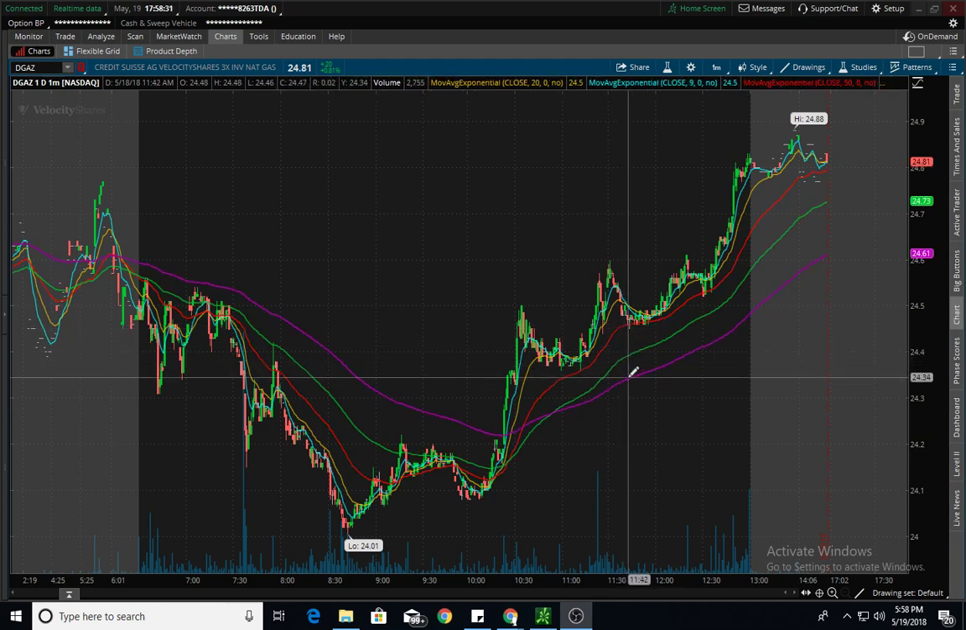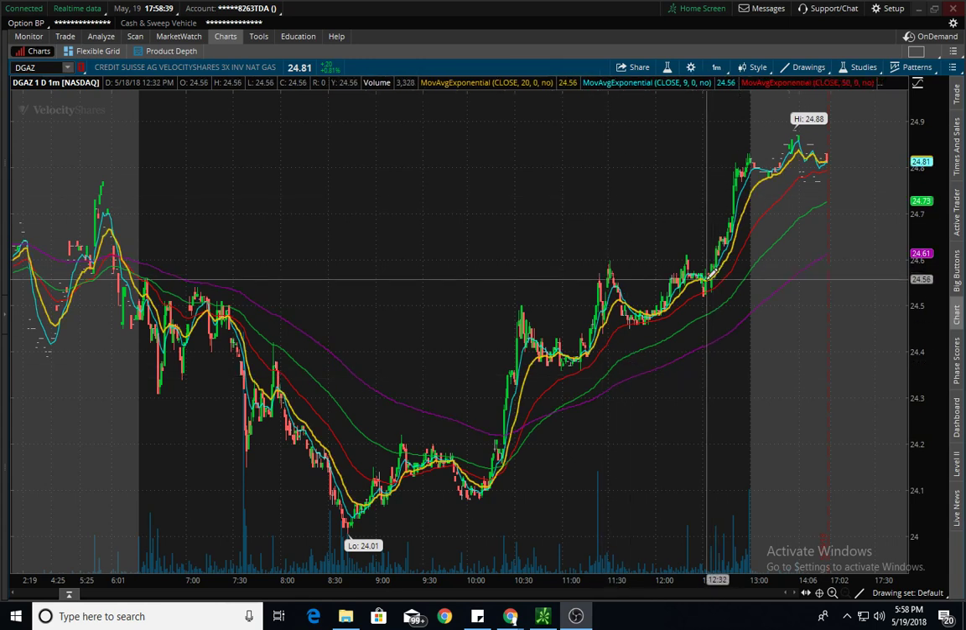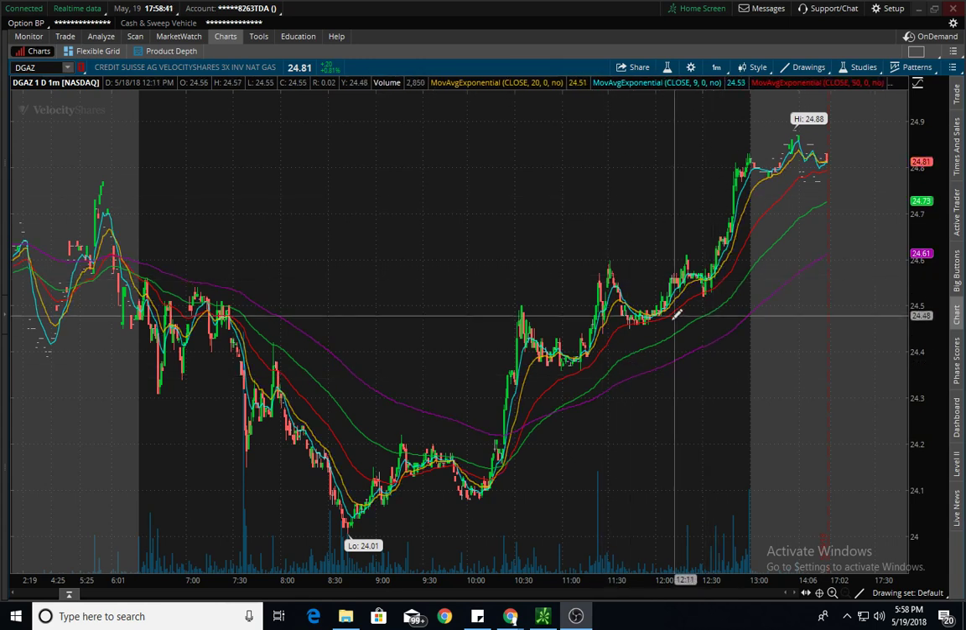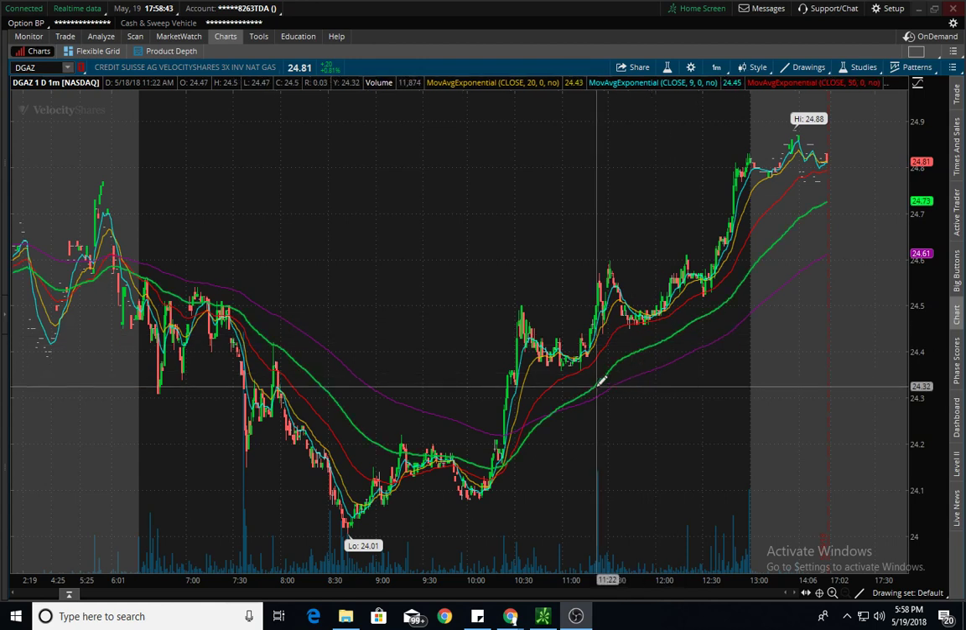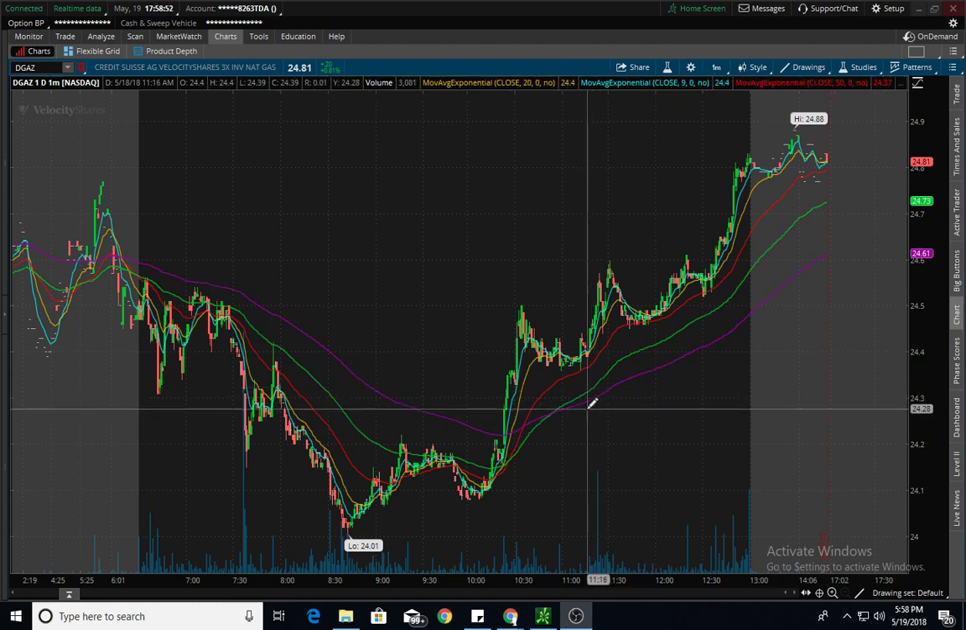Now, why use moving averages? What's so great about them? They just look like a bunch of random lines that are just scribbled around. Now, moving averages are very important for day trading in general. Day trading, swing trading, just the whole stock market.